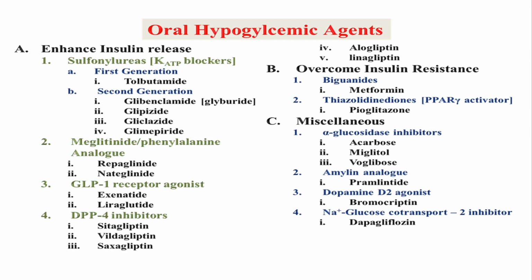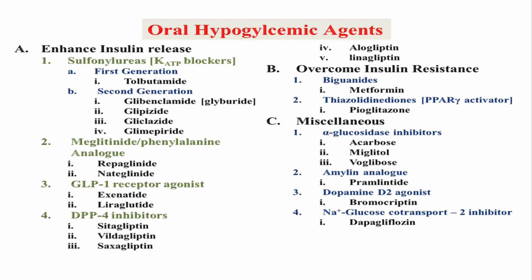The sulfonylureas can be divided into two main categories, first generation and second generation. The first generation is tolbutamide, no longer used. The second generation contains the drugs glibenclamide, glipizide, gliclazide, and glimepiride. Meglitinides or phenylalanine analogs include repaglinide and nateglinide. GLP-1 receptor agonists include exenatide and liraglutide.